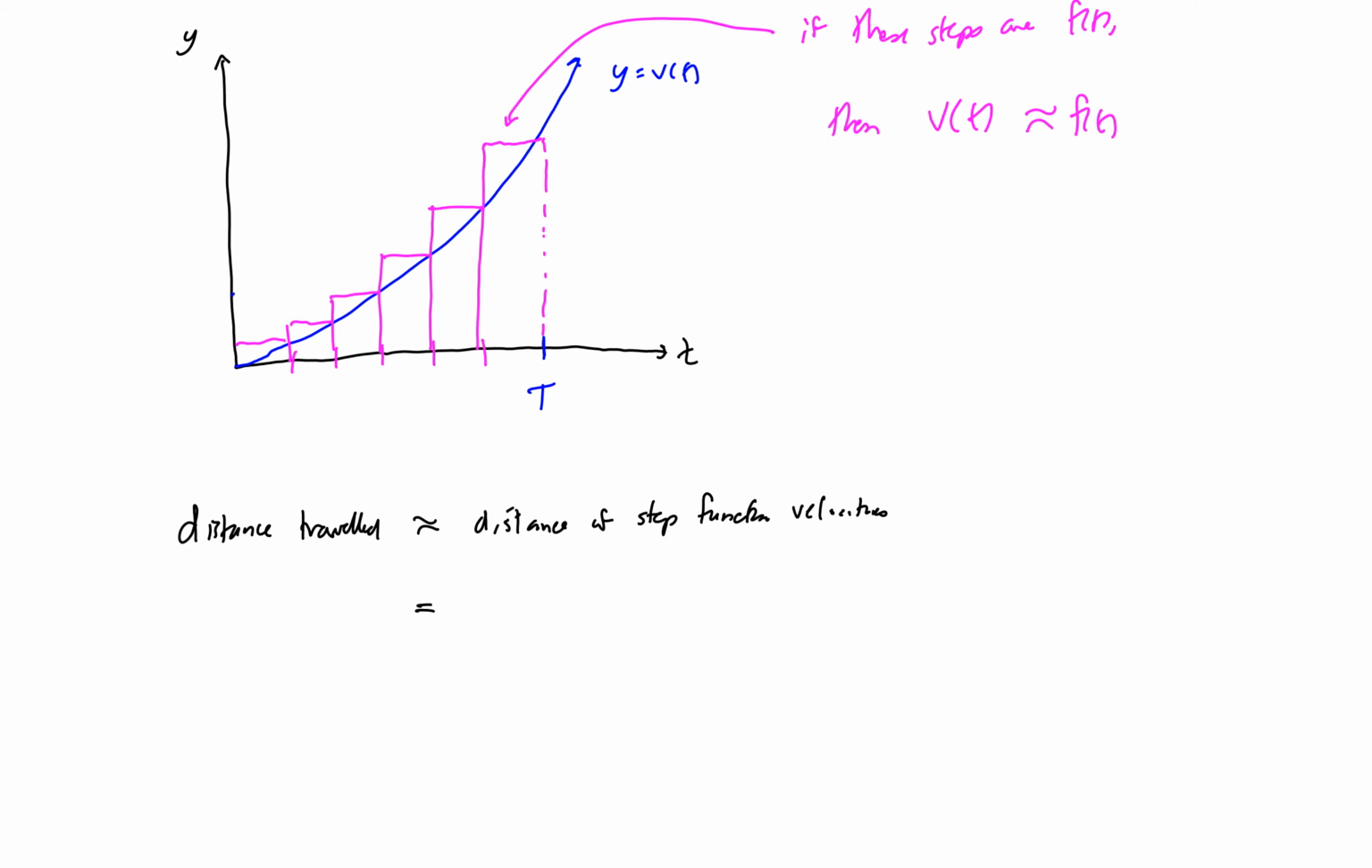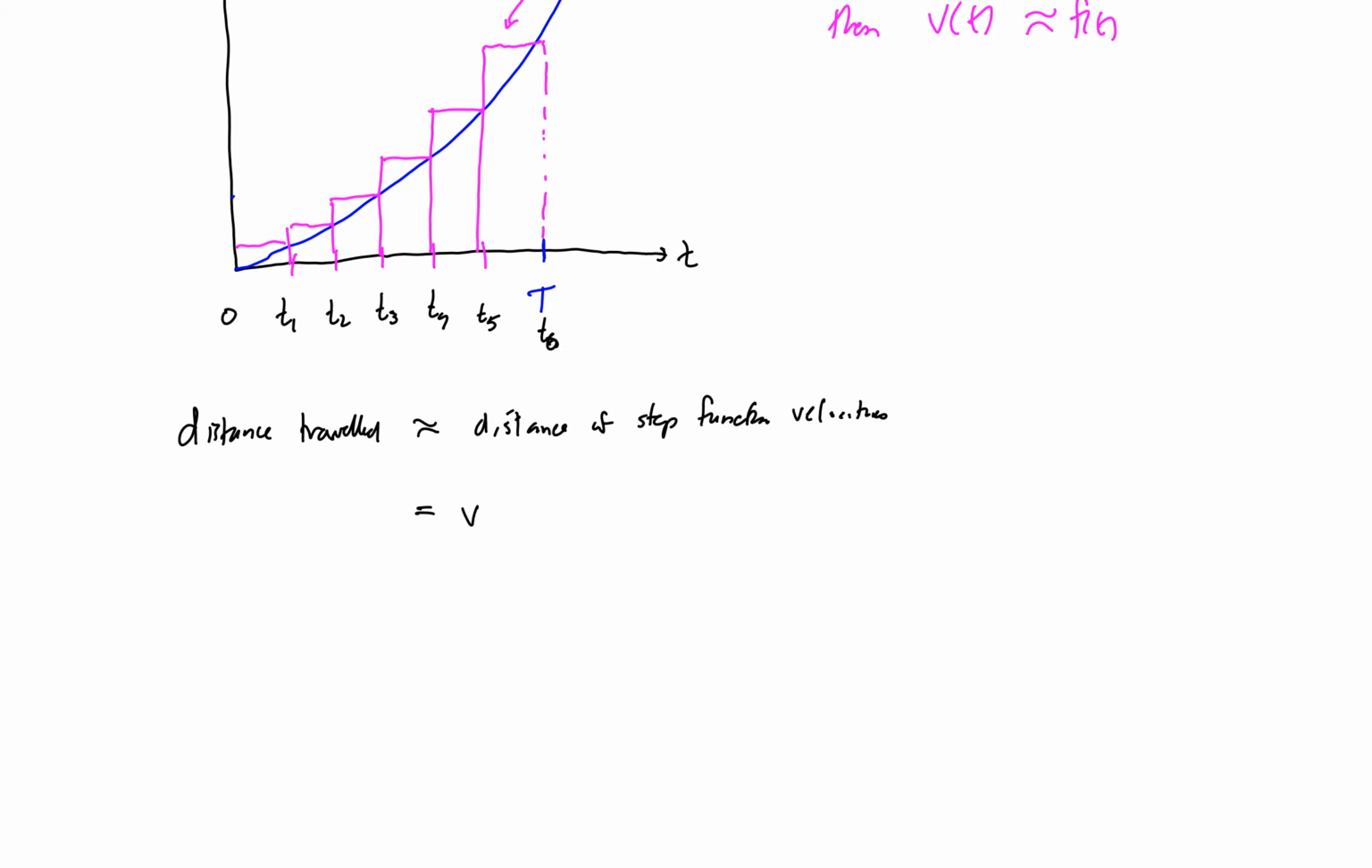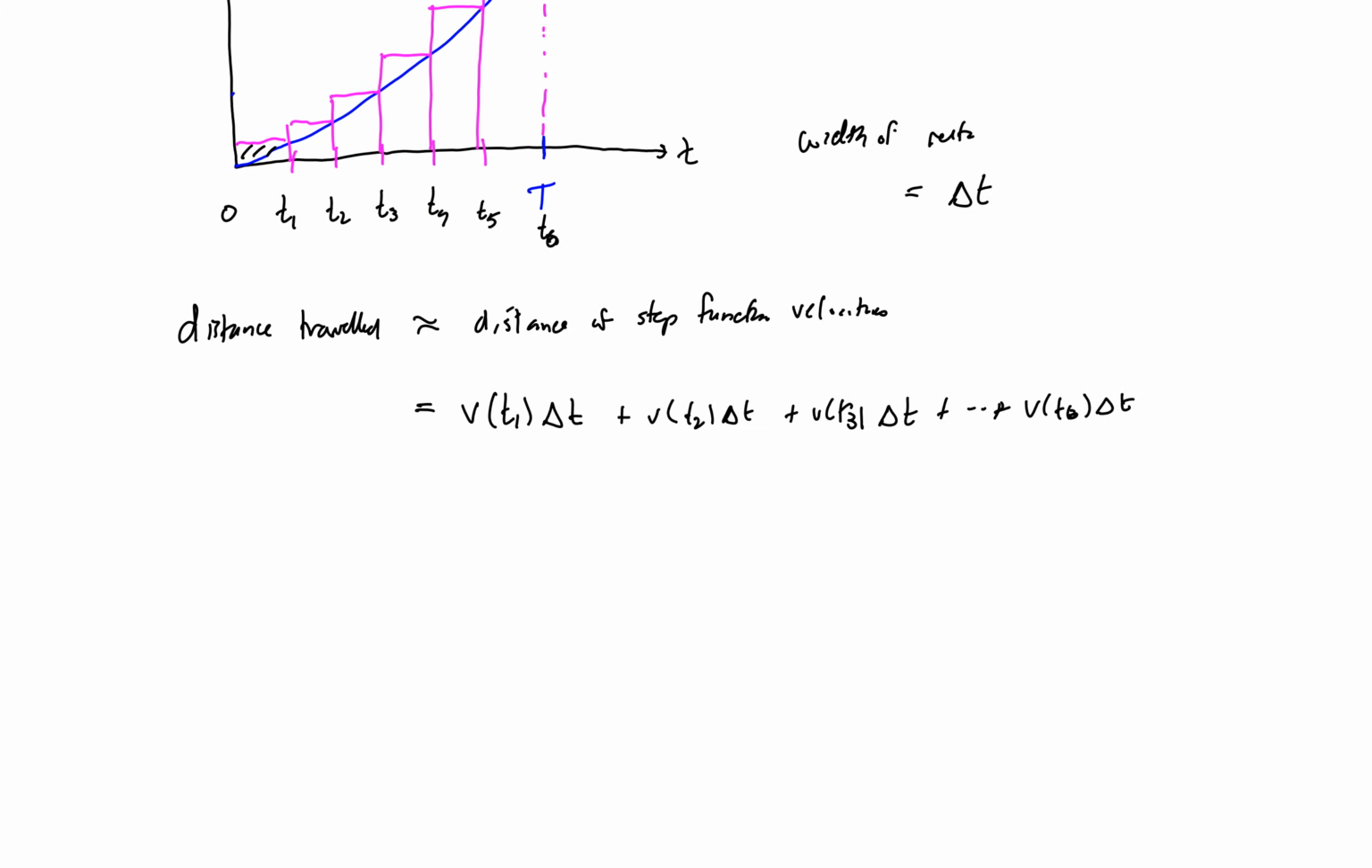which was, in this case, if we said this was, say, 0, and this was t1, t2, t3, t4, t5, and t6, the way we set this up, this would be the area of this rectangle, which is v of t1, and then say the width of the rectangles is delta t, plus v of t2 delta t, plus v of t3 delta t, up to v of t6 delta t. And we saw we could write this in summation notation. And so the more rectangles, the better we got.